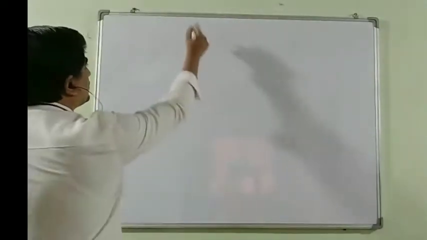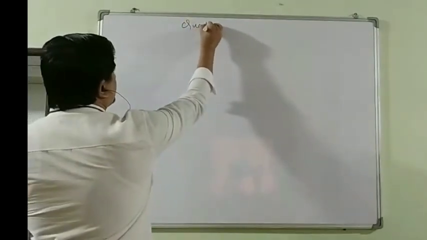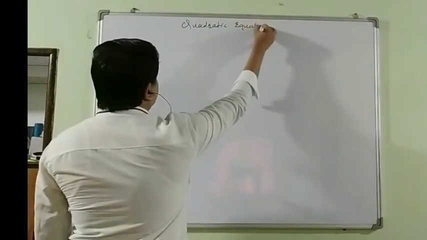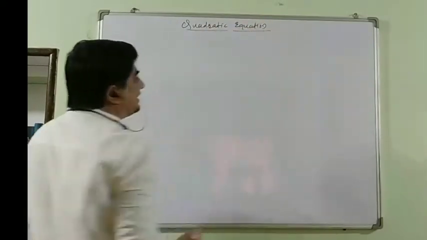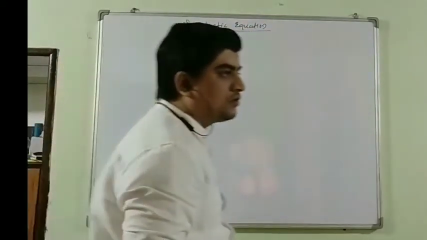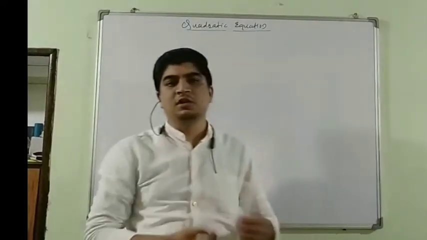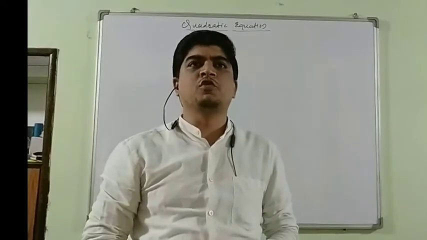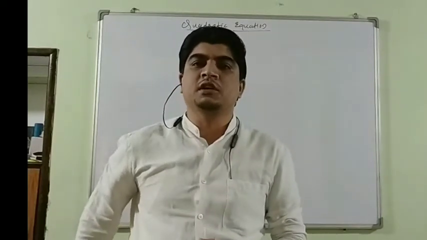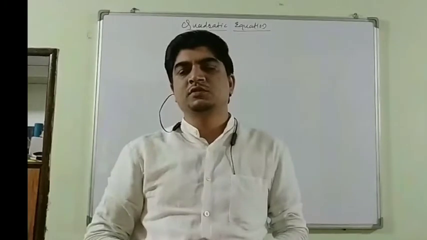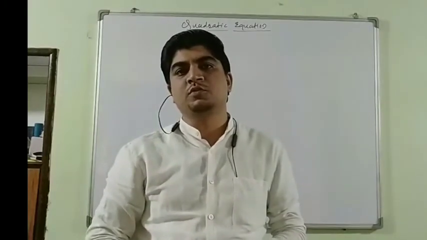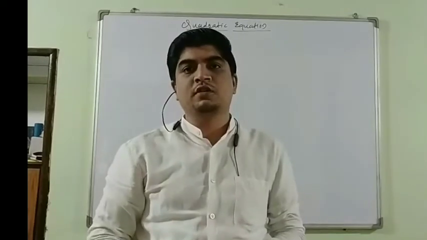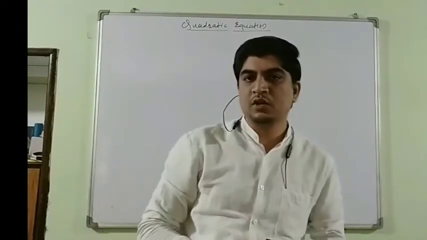Chapter number 4, that is nothing but quadratic equation. So you have studied linear equation. What is linear equation? If the degree of equation is 1, then that equation is called a linear equation. Now what about quadratic? Quadratic is nothing but degree 2. The polynomials whose degree is 2 are called quadratic polynomials, and the equation is called a quadratic equation.